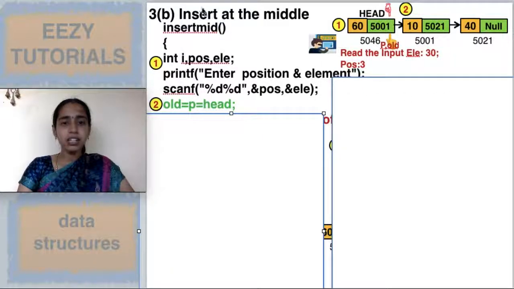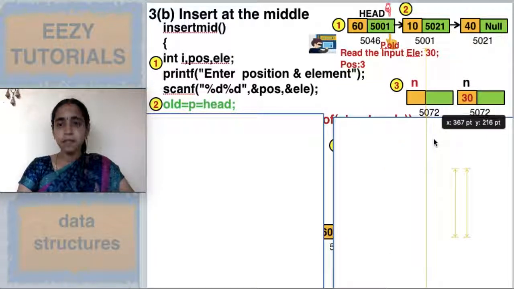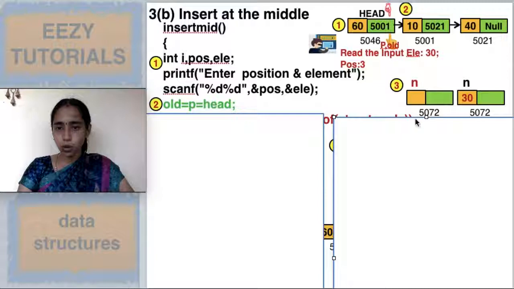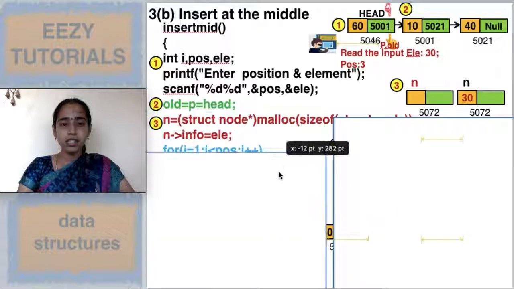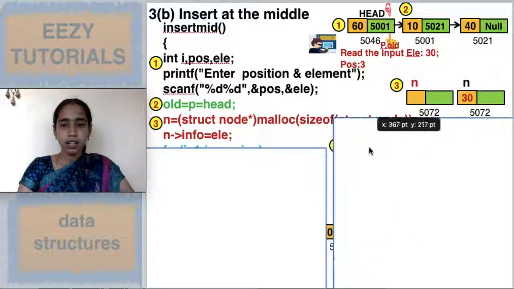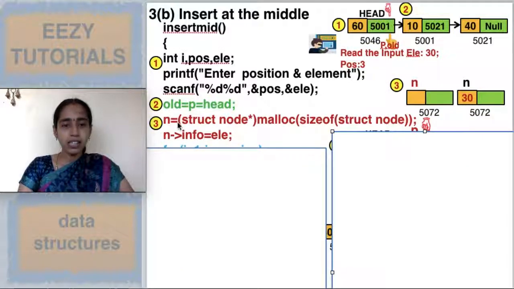So I want to insert a node, so I want to create a node. That is my third task. I'm creating a new node and entering the element in the information part of that node. To create a node, you need to allocate memory. This is done with the help of malloc. n is equal to struct node star malloc size of struct node. If you give this line, the memory for n will be created.